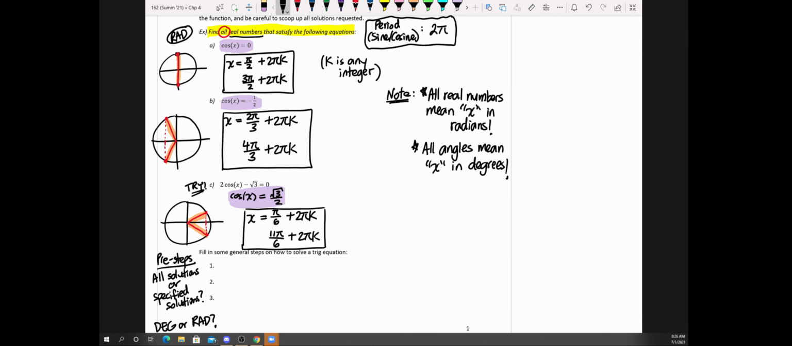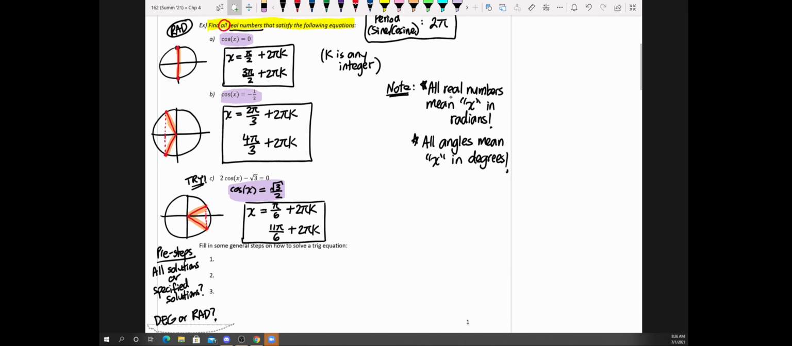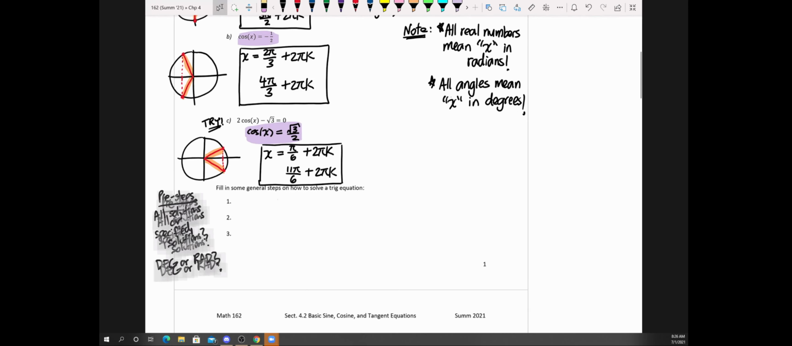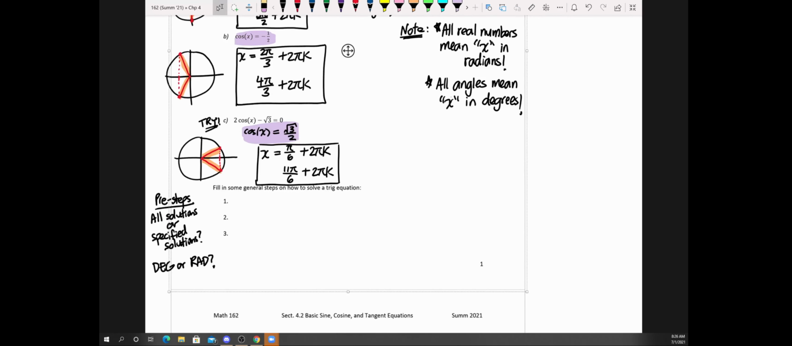So before we go through the core 3 steps in solving a trig equation, we need to determine, are they asking for all solutions or specified solutions? And then should we express our answer in degrees or radians? So I call these the pre-steps before you start the problem. Once you have made a note of that, then you can go through the 3 steps here.